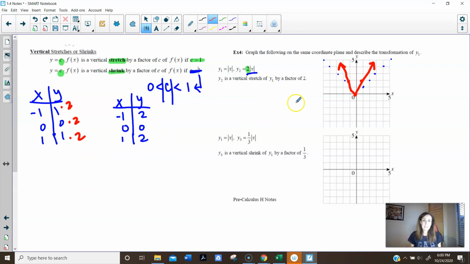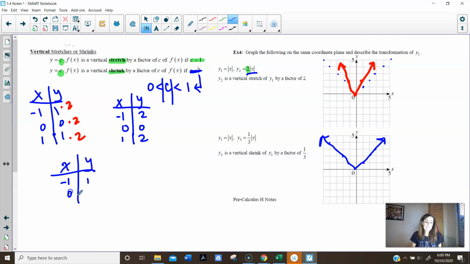If I take y1 is absolute value of x, so let's put in what the absolute value of x looks like. It's this graph right here. And these patterns work for all of the 12 basic functions. So now if I take my table and I have -1, 1, 0, 0, and 1, 1, and I want to do a vertical stretch, this number is a multiplier out front. I said stretch, but I meant vertical shrink.